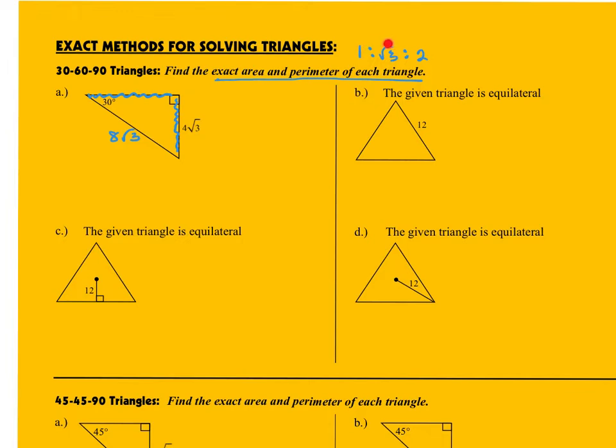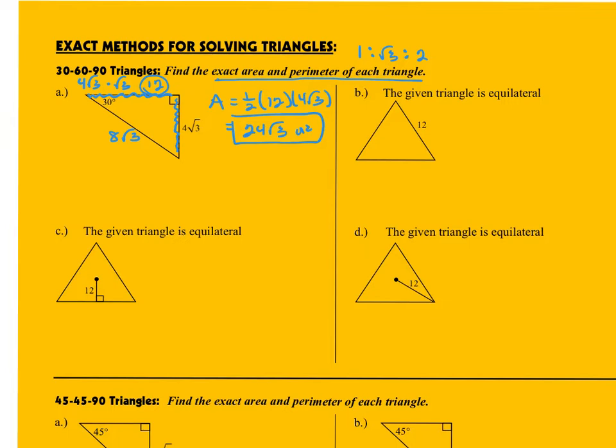To go from the short to the long, I'm going to multiply by a radical 3. So I'm going to have a 4 radical 3 times a radical 3. That means I'm going to have 4 times 3, or a 12. Okay, so the area of this triangle is going to be 1/2, and I can do the product of the legs, 12 times 4 radical 3. So that means I'm going to have really a 6 times a 4. So I'm going to have a 24 radical 3, and we want to label that units squared.